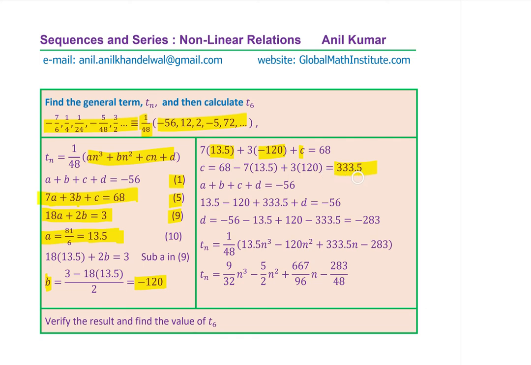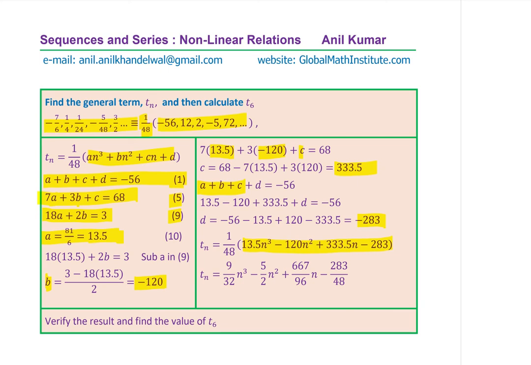We know A, B, C now, and so we can substitute that and find the value of D from our very first equation. So minus 56 minus the values of A, B, and C gives you the value of D, and it comes out to be minus 283. So that gives us our equation with the numbers shown here.